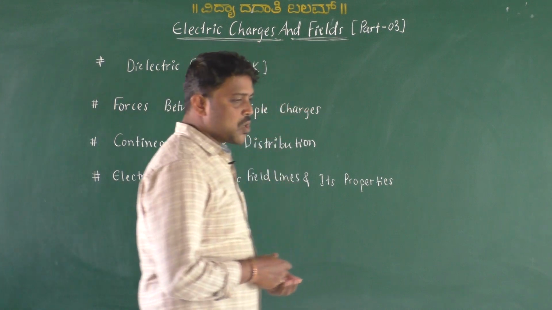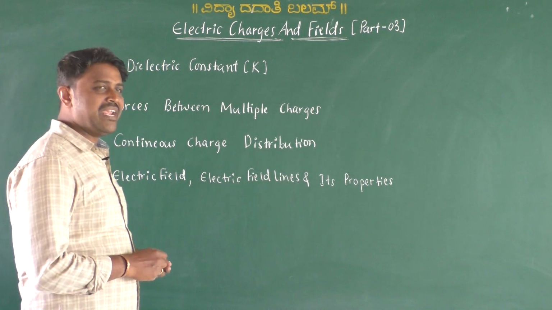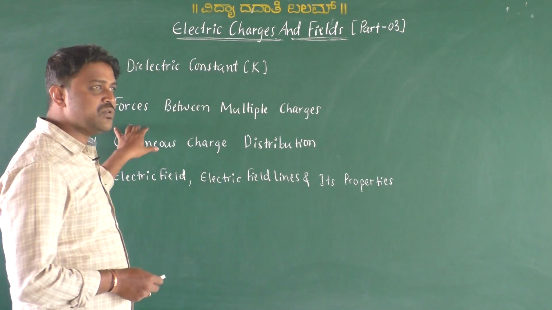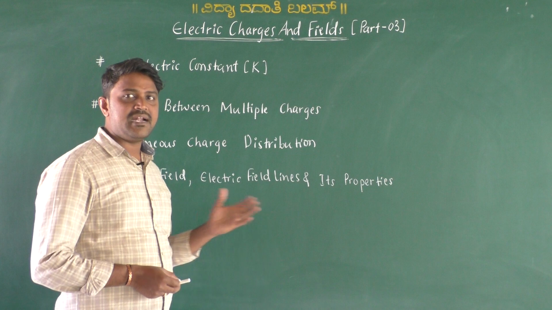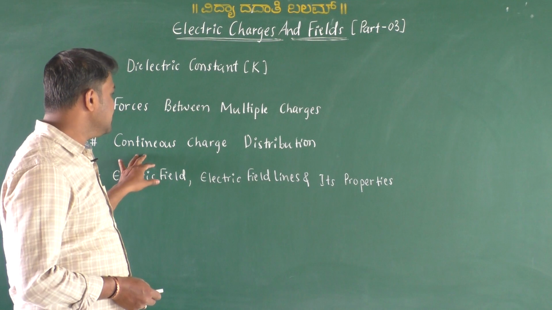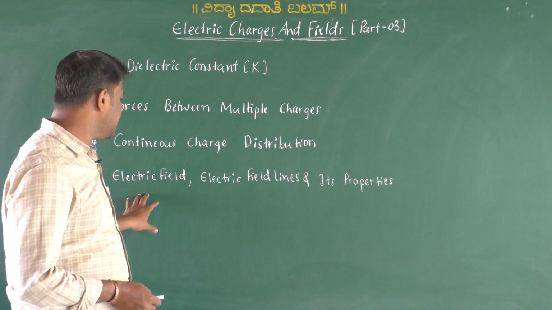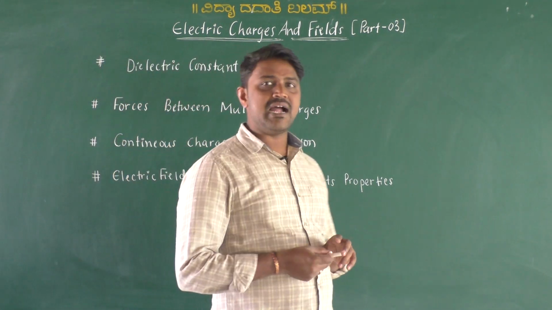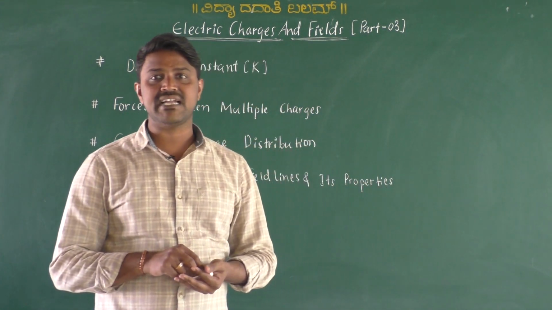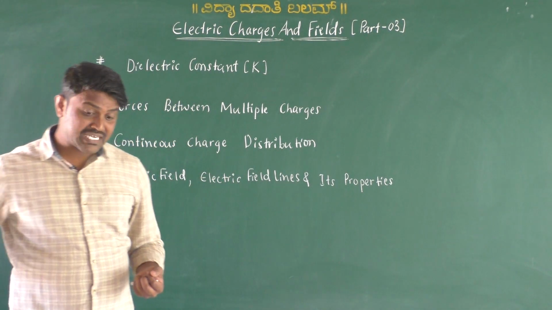In this session, we are going to discuss the following topics. The very first one is, what do you mean by dielectric constant? What is the importance of this constant? After that, we need to understand the superposition principle, which is often called forces between multiple charges. And after that, the distribution of charges in a system and their types. And the last one is the definition of electric field strength, electric field intensity, and finally electric field lines and their properties.